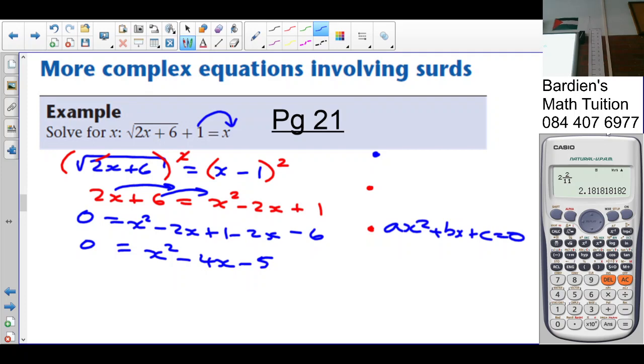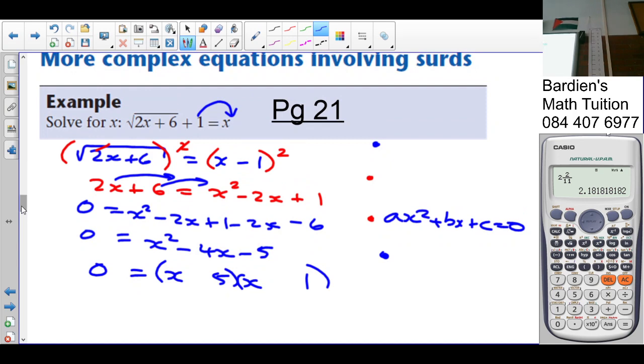Okay. The next step is to? What's the next step? Factorize. So if we factorize the trinomial, what are our factors going to be here? 5 and 1. The bigger one must be negative and the other positive. So at this point we're going to say that x minus 5 is equal to 0, so x is equal to 5. Or x plus 1 is equal to 0, so x is equal to negative 1.